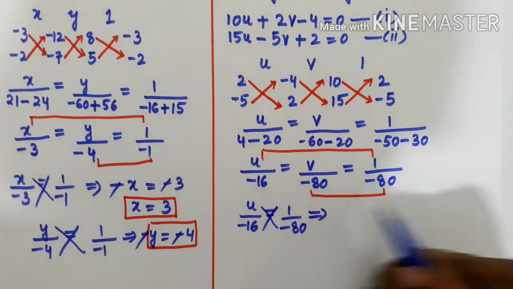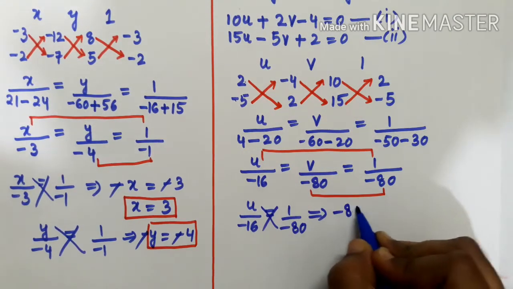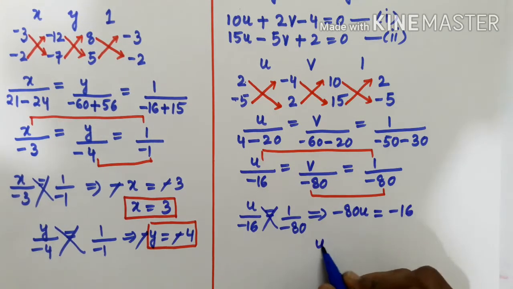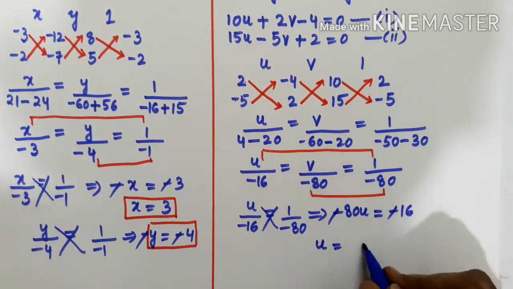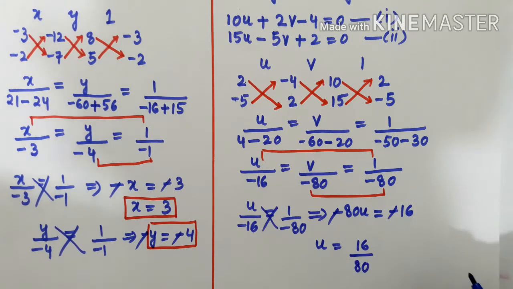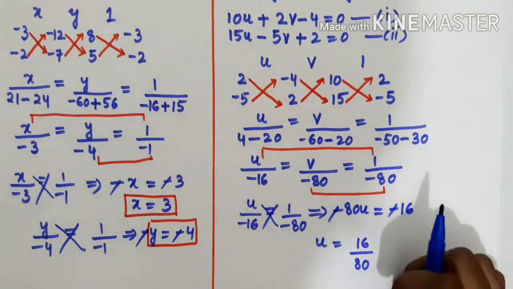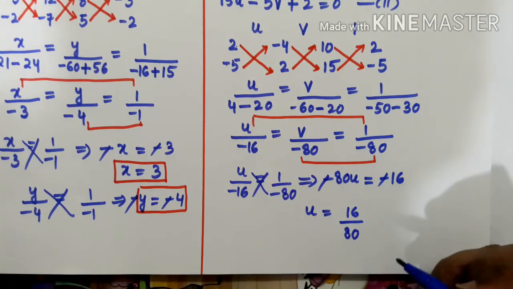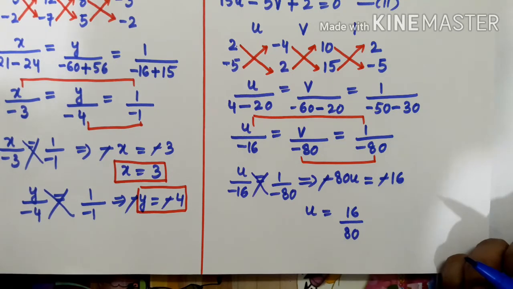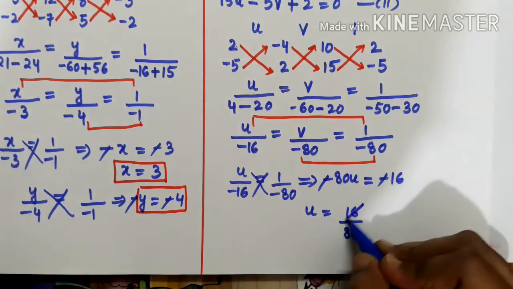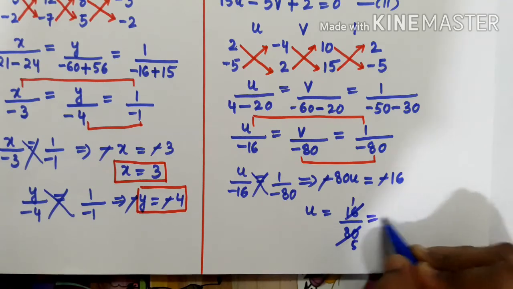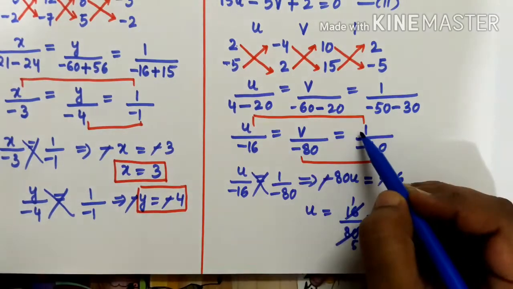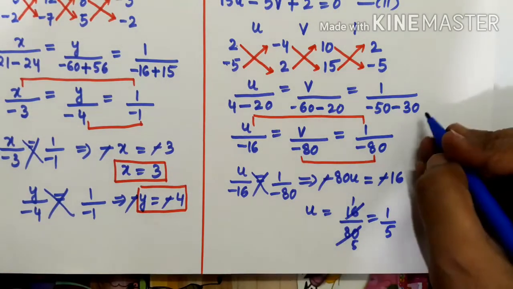Here after doing the cross multiplication you will get minus 80u equals minus 16. So u equals, the minus and minus will get cancelled, u equals 16 by 80. So 16 by 80 means you can just try with the 2 table or any table. Actually 16 ones are and 16 fives are, you can do directly. So 16 ones are, 16 fives are, so 1 by 5.